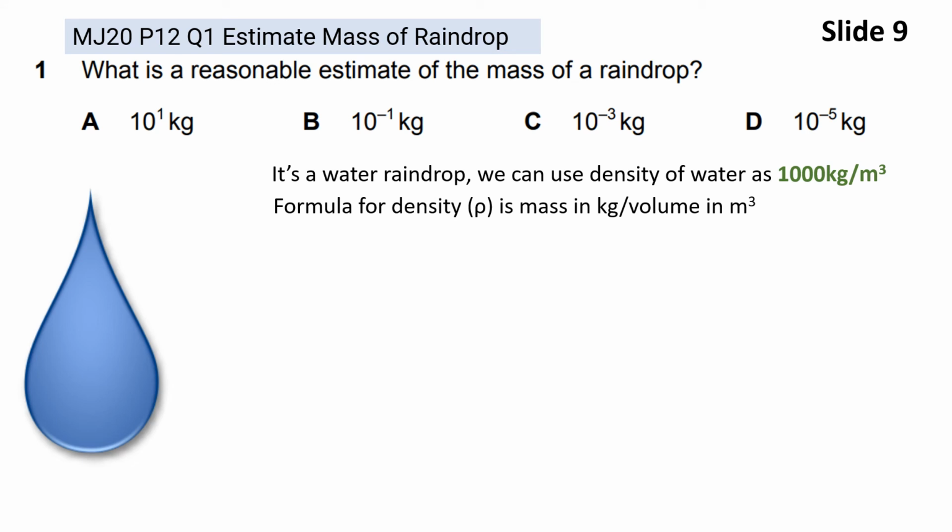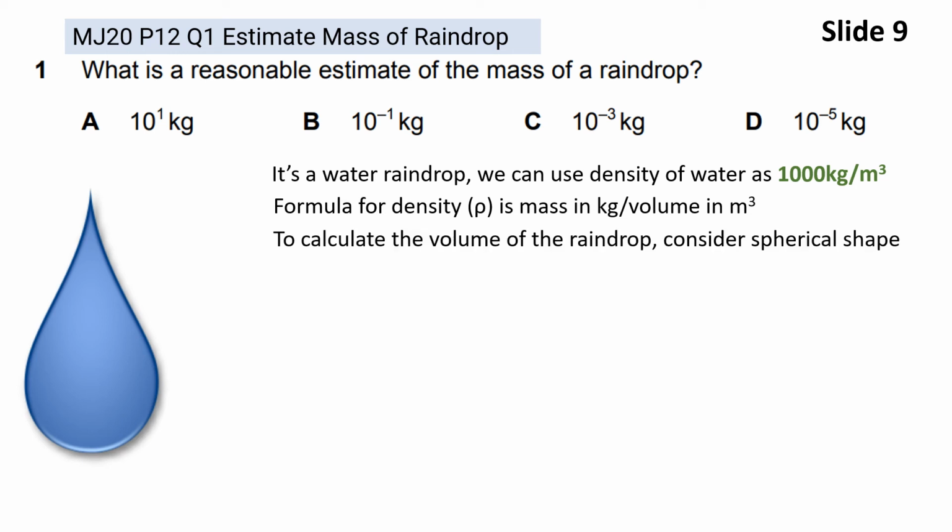The formula for density is mass over volume. In this case, I'm using kilograms and cubic meters. To calculate the volume of the raindrop, consider a spherical shape. When you calculate volume, you need to determine the shape of the object. In this case, we are going to think of a sphere, and if it's a sphere, we are going to have a radius. But the question is, what is the radius of a raindrop?